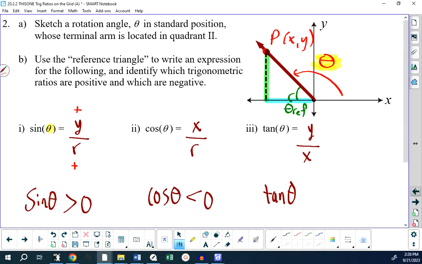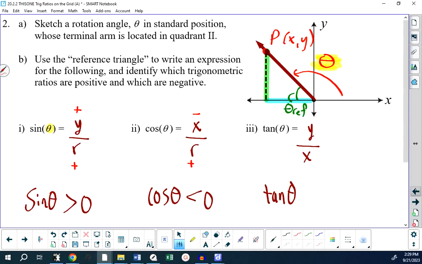Can you explain why cosine of a rotation angle in quadrant 2 is negative? Because x would be negative, but r is still positive, and when you divide or multiply a negative and positive number, it will always be negative. Right. Negative divided by positive is negative. And if you look at the diagram in quadrant 2, you know x is negative over there.